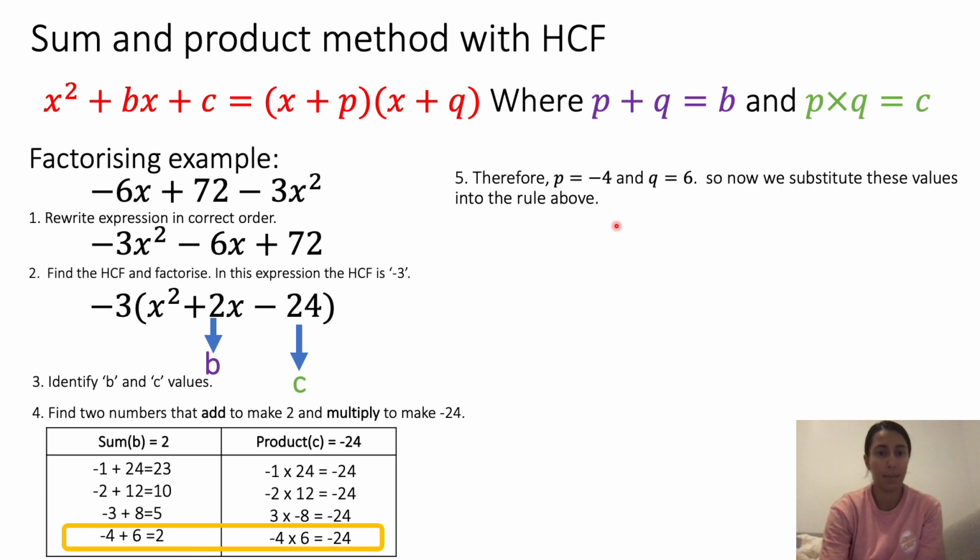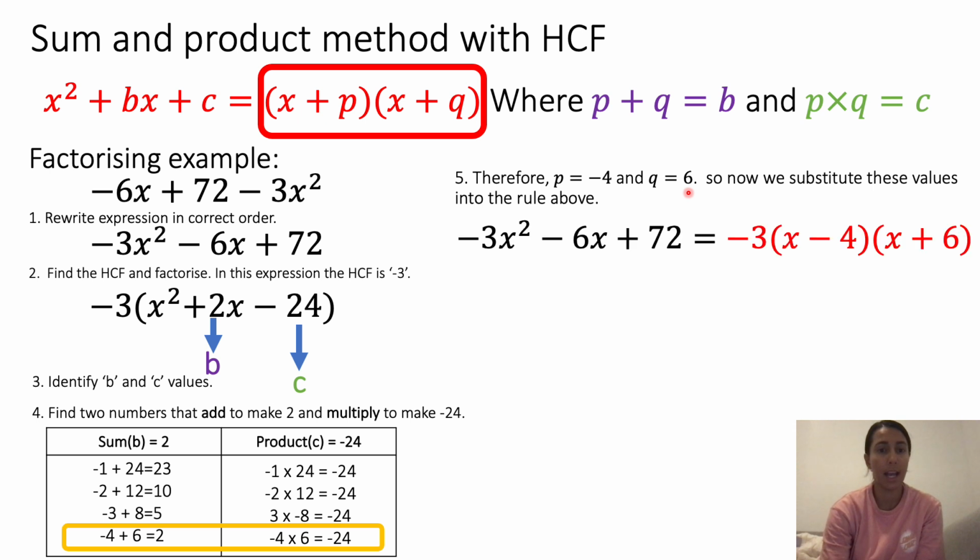So that means that my p value is -4, q is 6, and I'm going to substitute them into this rule. And I end up with, so I've still got my common factor of -3 out the front, x minus 4, x plus 6. So that is my quadratic trinomial factorized with the highest common factor.